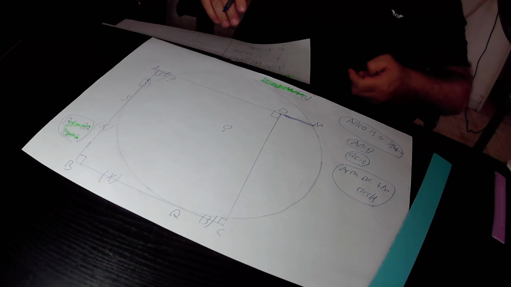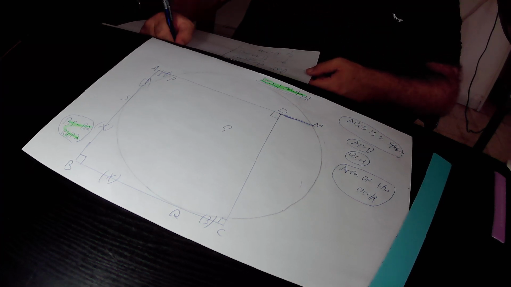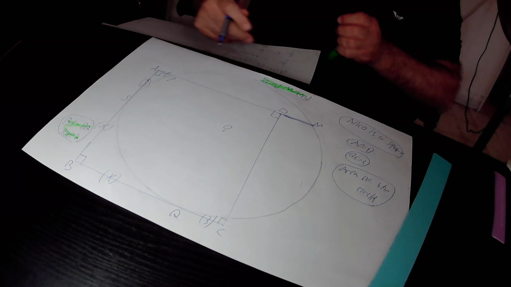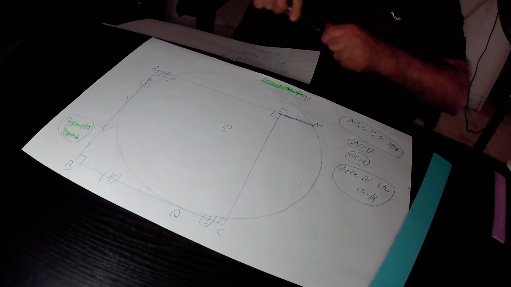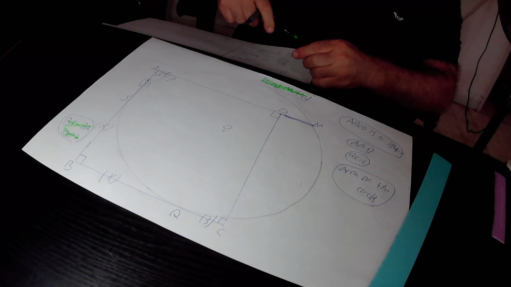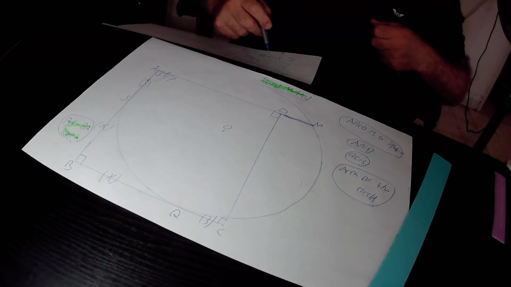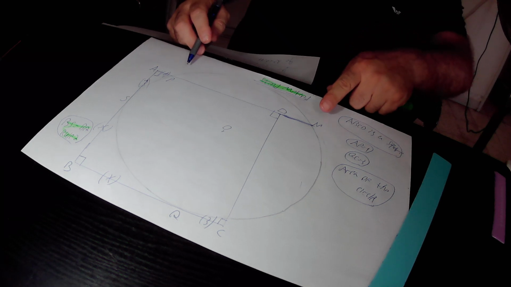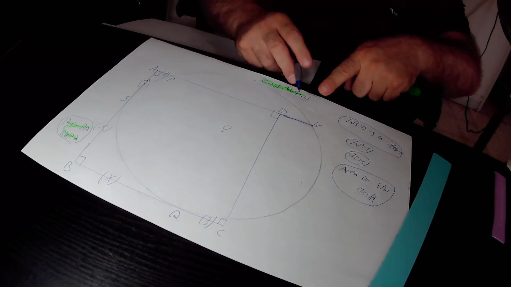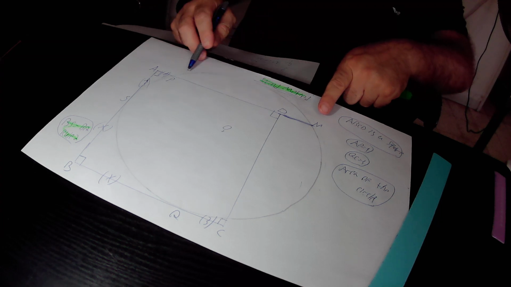In the next step, we will do a construction. From this point O, the center of the circle, we will draw a perpendicular onto chord PM. Again, from point O, we will go perpendicular to chord PM.